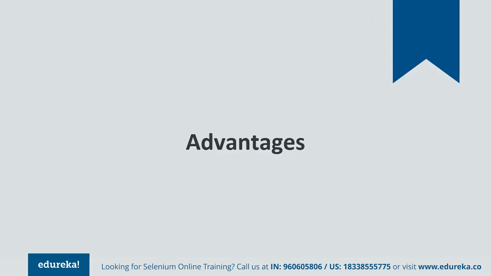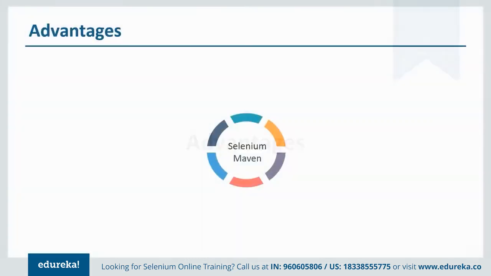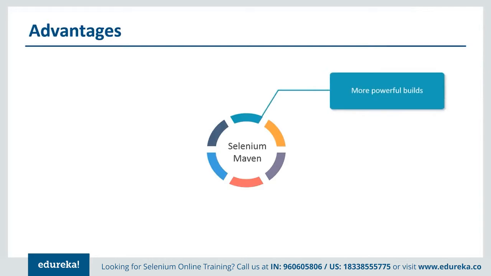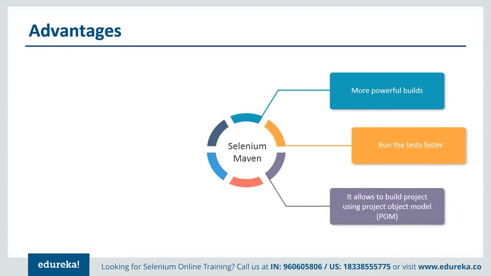Now let's take a look at their advantages. Selenium is an automation tool whereas Maven is a build automation tool. Both of them combined together will make the build very powerful, and it is easy to execute tasks much faster. Maven allows you to build projects using the project object model, and it also helps in maintaining records, whereas Selenium cannot maintain records on its own.